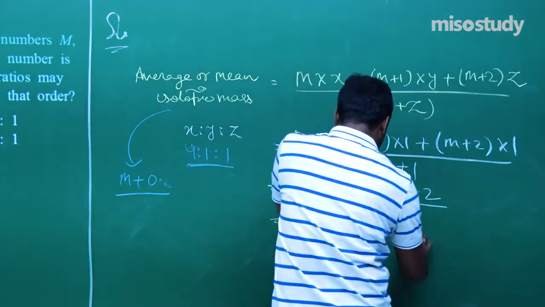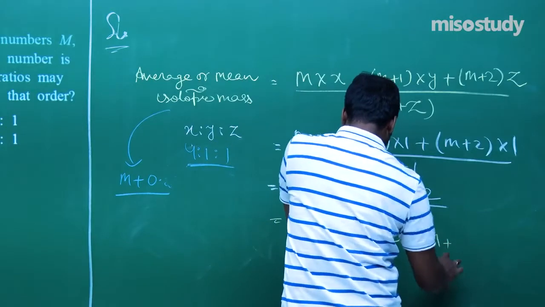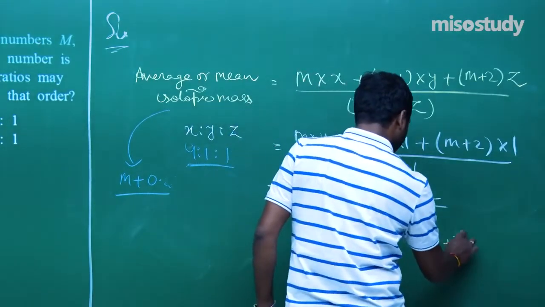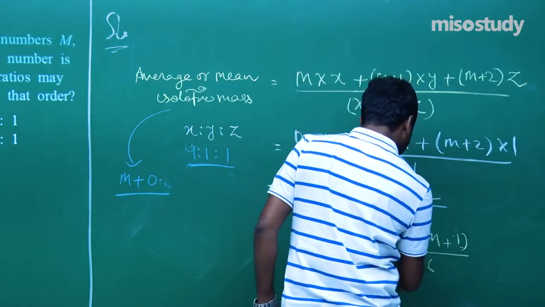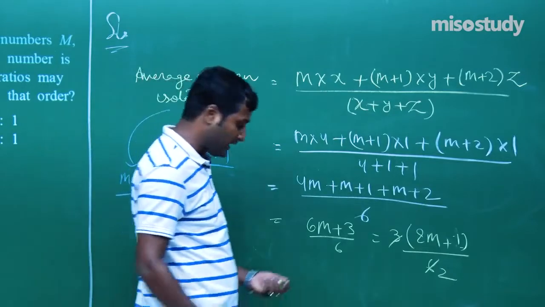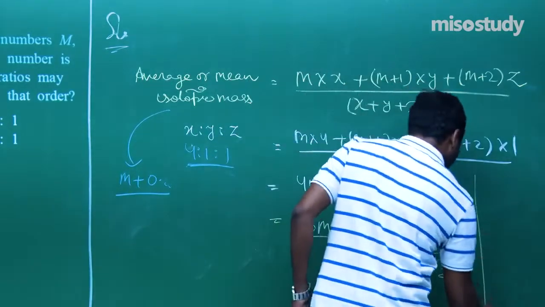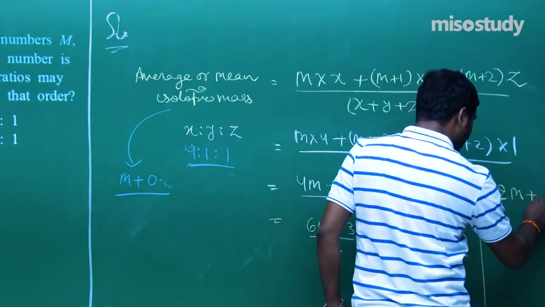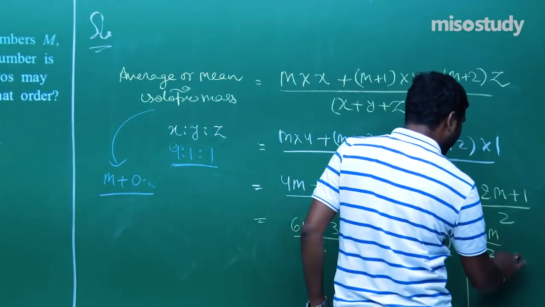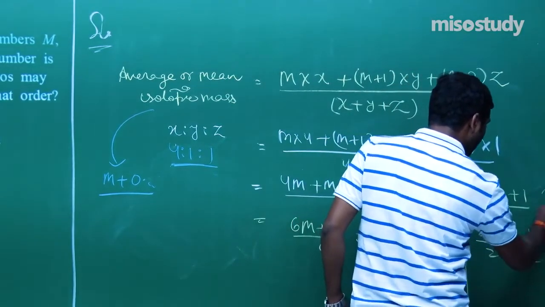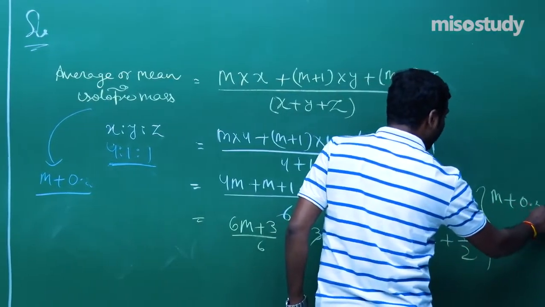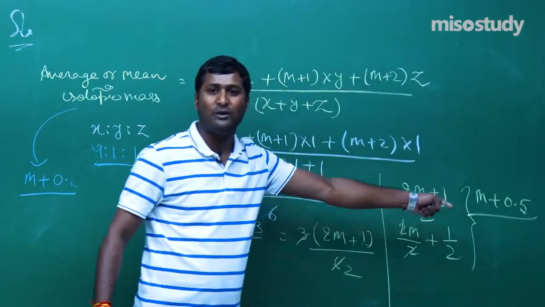Now what will happen? There comes 3 as a common, so (2m plus 1) divided by 6, 3 to 6. That is what will happen, we get the output here, my friend, that is (2m plus 1) divided by 2, that is 2m divided by 2 plus 1 by 2, that is m plus 0.5, my friend. Look at it, we get the answer.